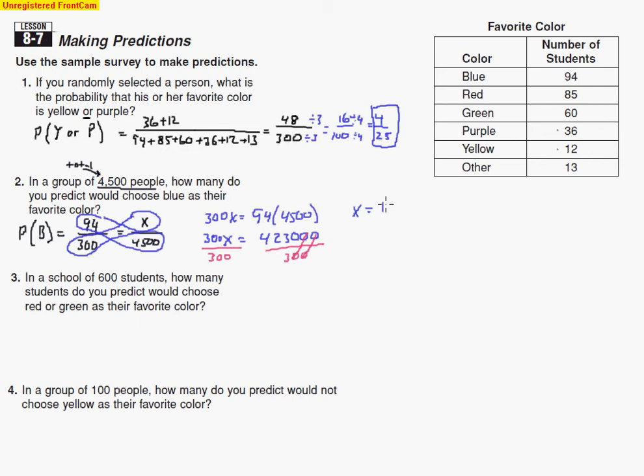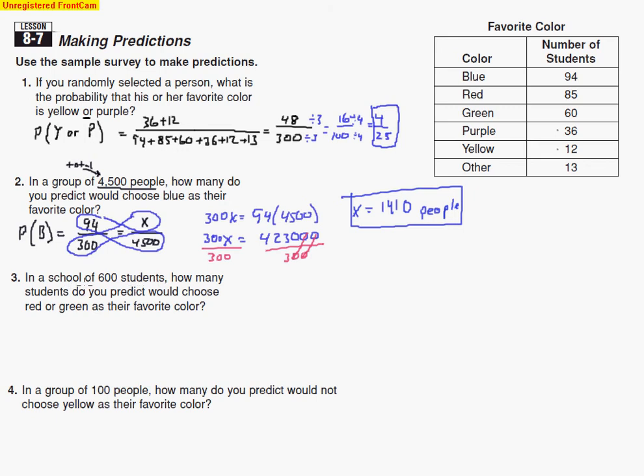3 goes into 12 four times evenly, and then it goes into 3 one time evenly with 0, so there it is, 1,410 people would end up liking blue. That would be our prediction according to the probability that we set up.